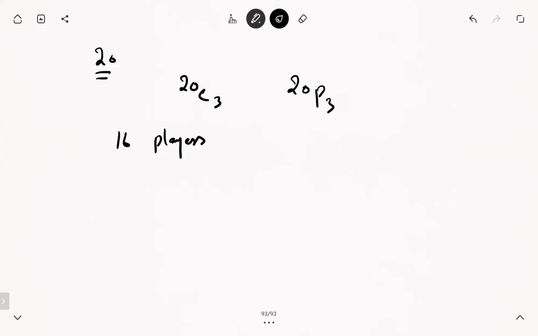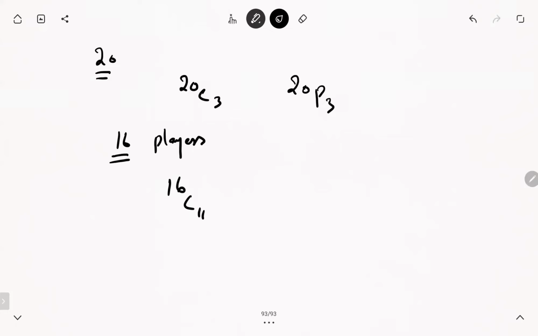So basically, once you have chosen those 11, they all will play that cricket match. So here you are only choosing. If you're only choosing, it is 16C11. We have to choose 11 out of 16. So 16C11.